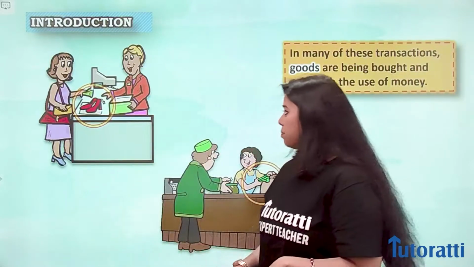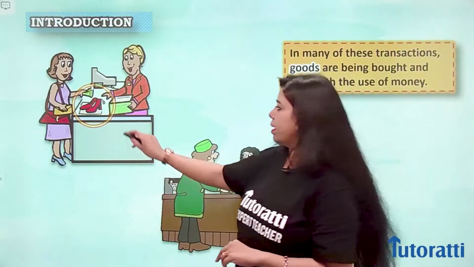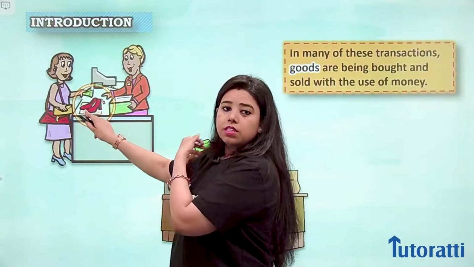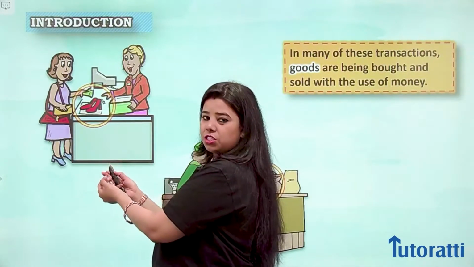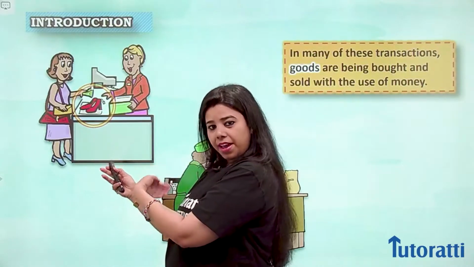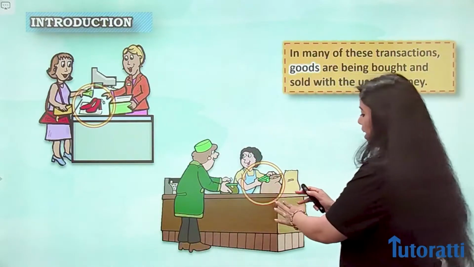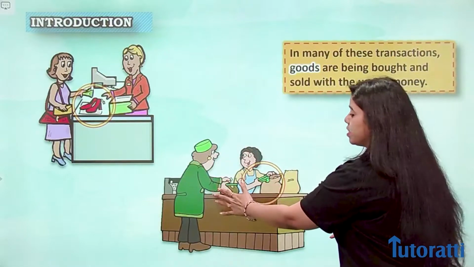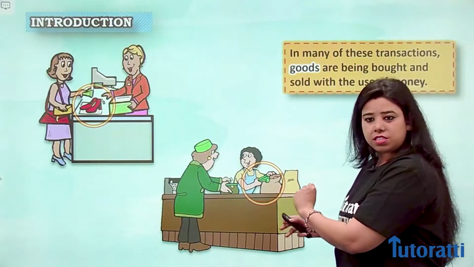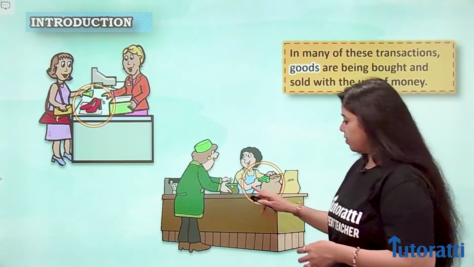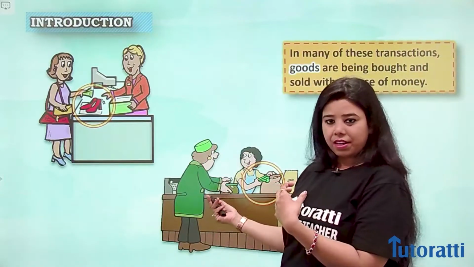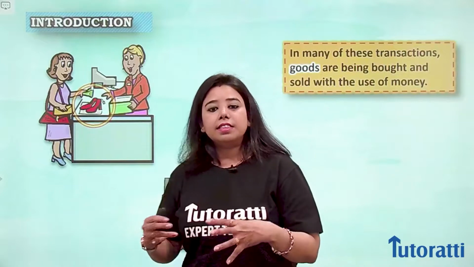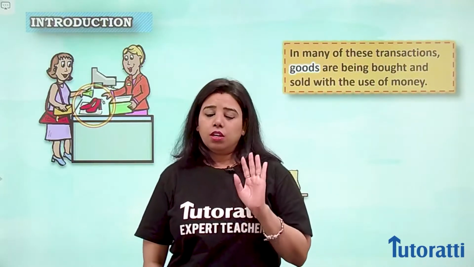Then in many of these transactions goods are being bought and sold. अभी एग्जाम्पल हमने लिया था सुपरमार्केट का. यहाँ आप क्या देख रहे हैं? The lady is buying shoes and she is giving the money. So what is she doing? Exchanging it for money, right? In this diagram we can see that the lady is purchasing vegetables, groceries, and she took out the money from her purse and she is giving it to the vendor. So here we also say that money is used to purchase goods which are sold.